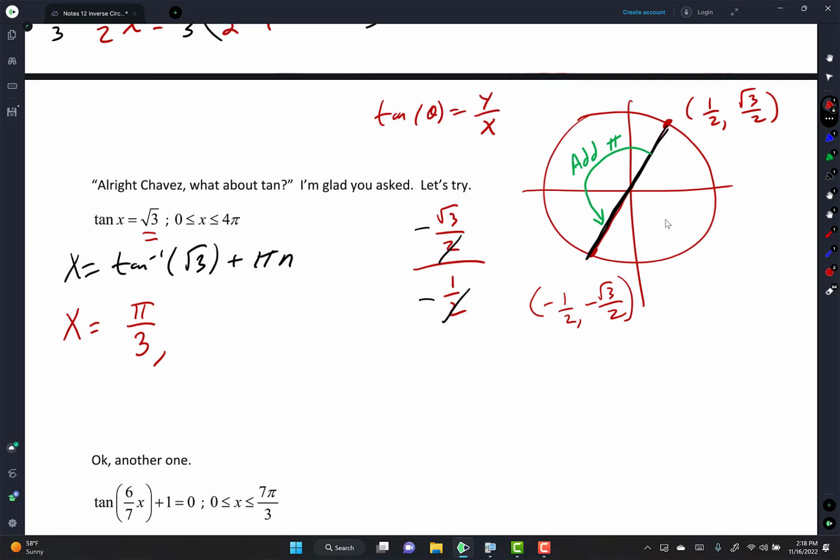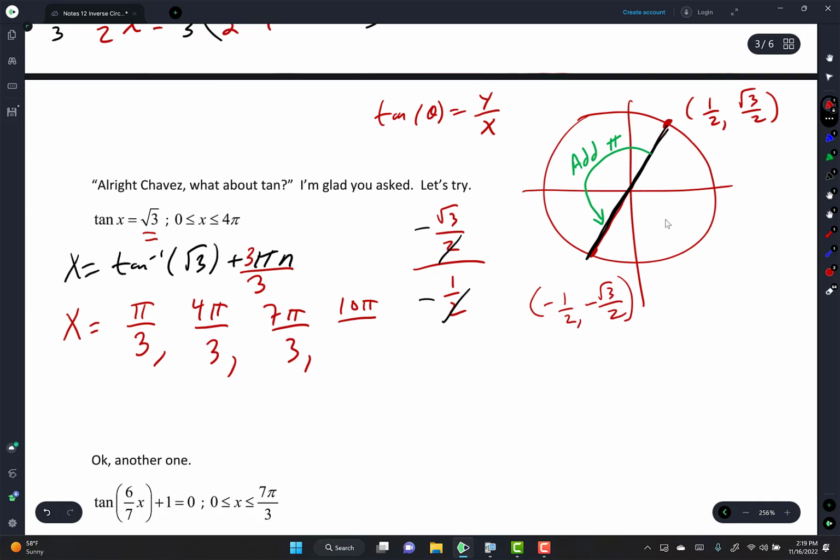The next one is this one in quadrant 3, which is 4 pi over 3. The next one, all I'm doing is this, guys. I'm just turning the pi n into 3 pi n over 3. So I'm just adding 3 to the numerator. So 4 plus 3, 7 pi over 3. And I think I have one more. 7 plus 3, 10 pi over 3.